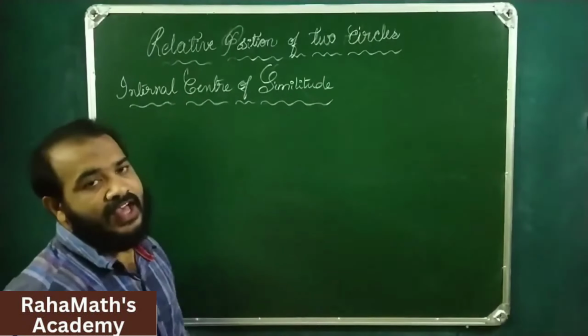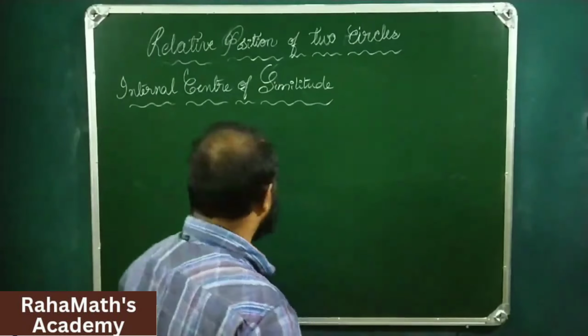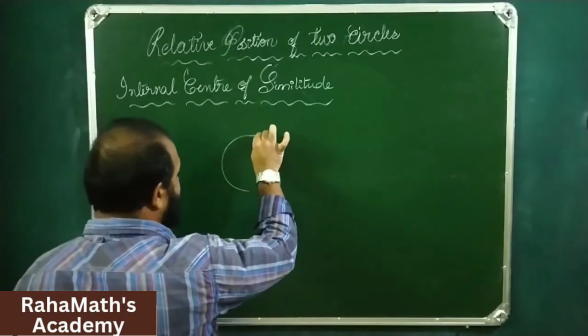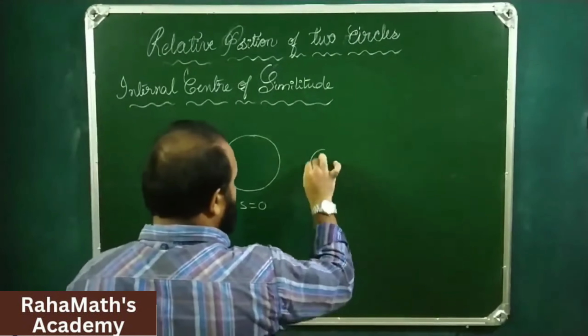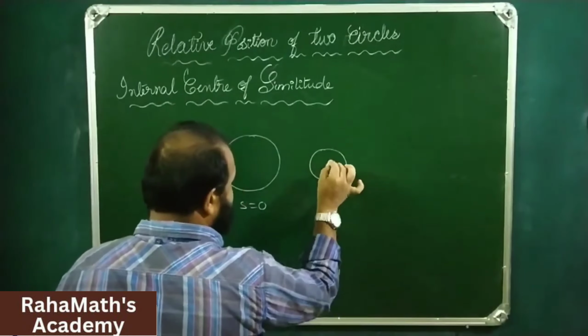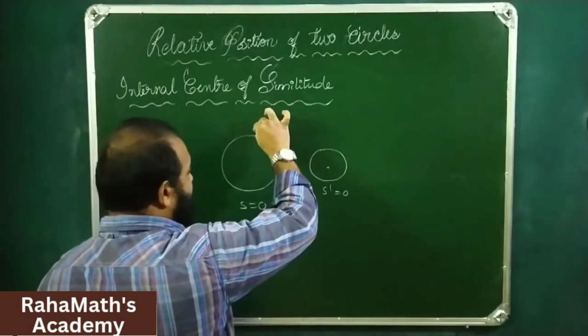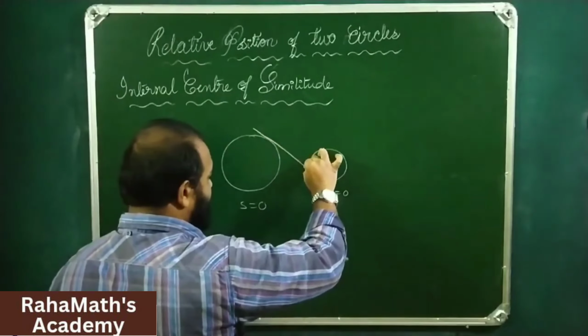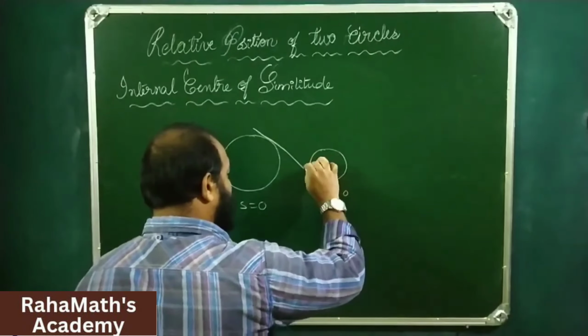Just now we have seen the transverse common tangents, right? What are the transverse common tangents? Again I am telling you, if I am taking S equals 0 as one circle and another circle S dash equals 0, then this line is common to both of them.